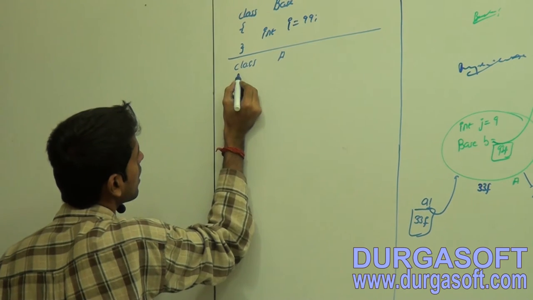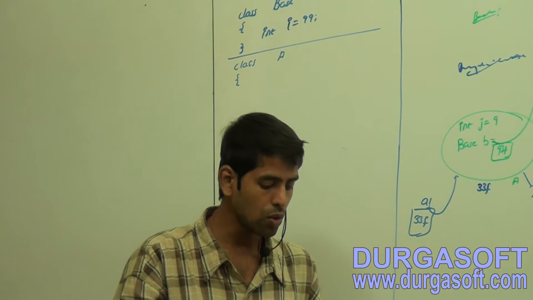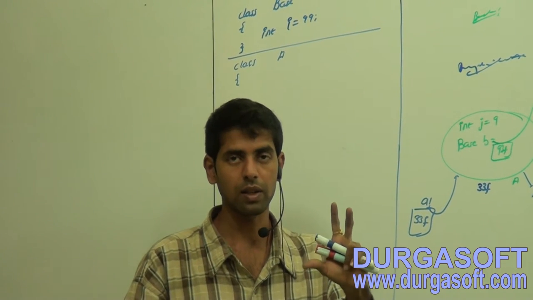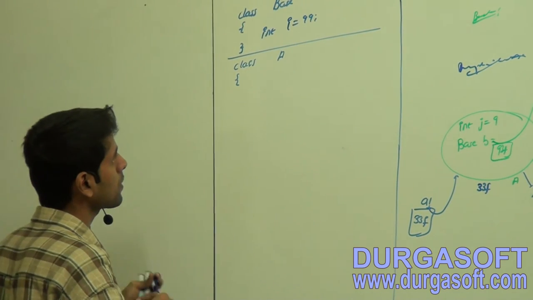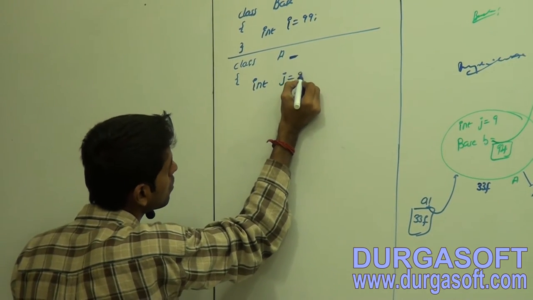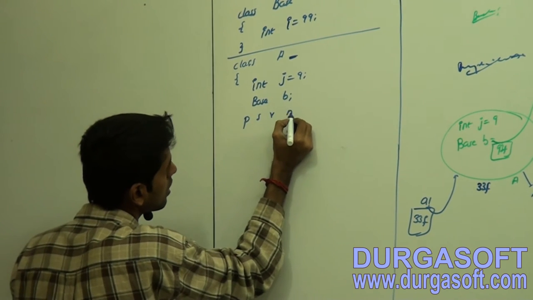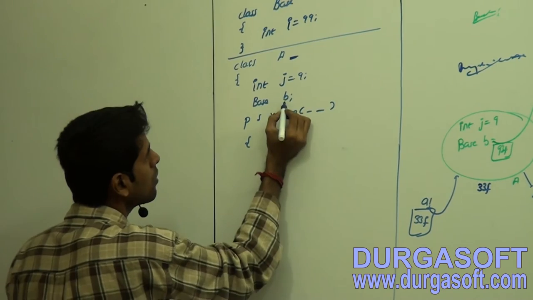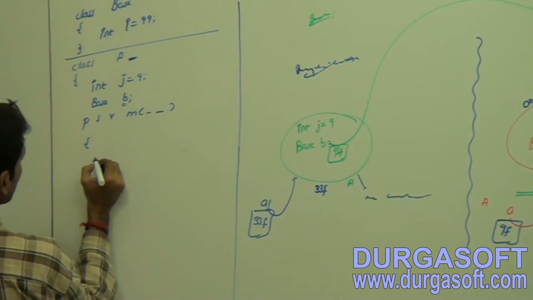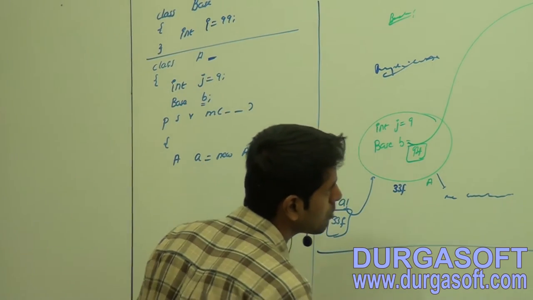Now take class A. In order to perform cloning, you have to do one small thing, that is you have to implement the Cloneable interface. I will explain later, I'll go for this one later. So now take one data variable, int j equals 9, and take base b also. Now take public static void main String args. Now, according to our pictorial representation, if I create a equals new A, what happens in memory?